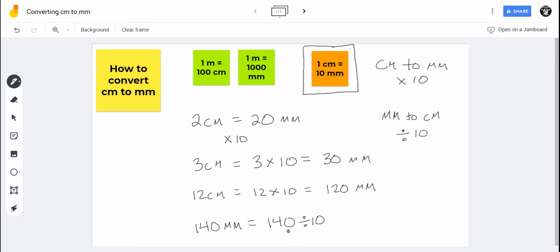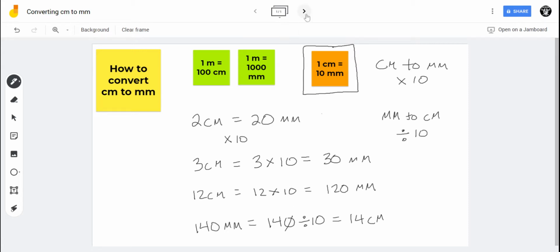Now when you divide by 10, remember that you can cross off a zero, because there's a 0 in 10, and you will end up with 14 centimeters, which equals 140 millimeters. And if you think about it, it makes sense, because if you go the other way and take 14 centimeters and multiply that by 10, you would get 140 millimeters, right? So if you multiply by 10, you add a zero. If you divide by 10, you take a zero away.